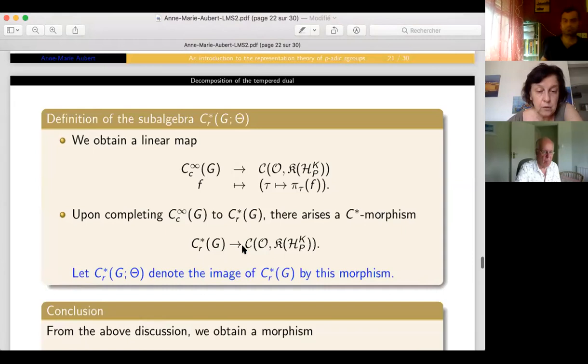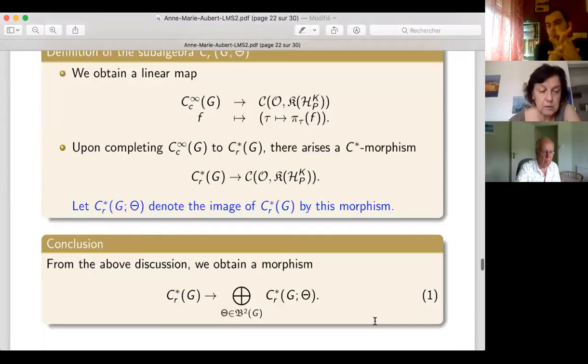Now we have all the ingredients in order to define our subalgebra C*_R(G)_θ. So we have a linear map from C_c^∞(G) to the functions from O to this space just defined, K(H_P,K), and upon completing the space of functions on G to the reduced C-star algebra of G, we get a C-star morphism from the C-star algebra of G to C(O, K(H_P,K)). And so we have a C-star morphism, and we will define the subalgebra we want as the image of the C-star algebra of G under this morphism.